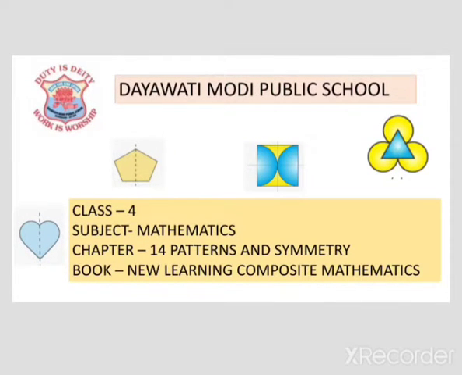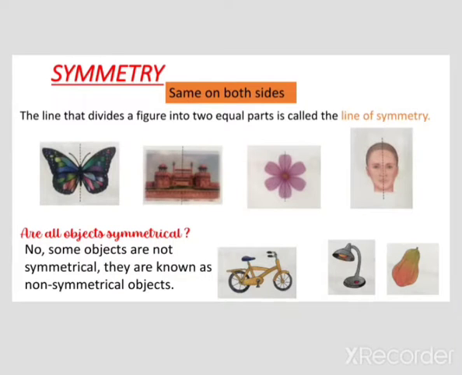This is your subject mathematics of class 4 and today we are going to study about chapter 14, patterns and symmetry. What is symmetry? Symmetry means same on both sides. Means if we are dividing a figure in half, both the sides should be of equal shape or measurement. Both the sides should be equal.